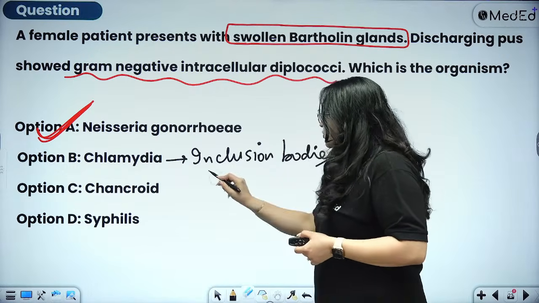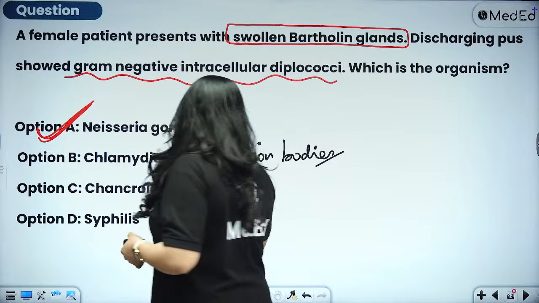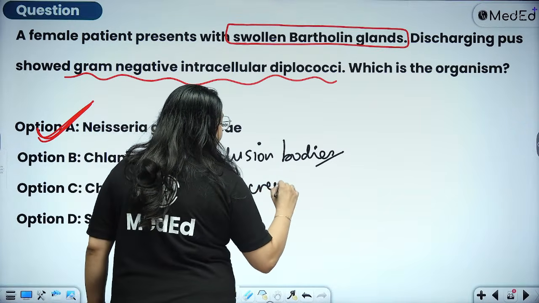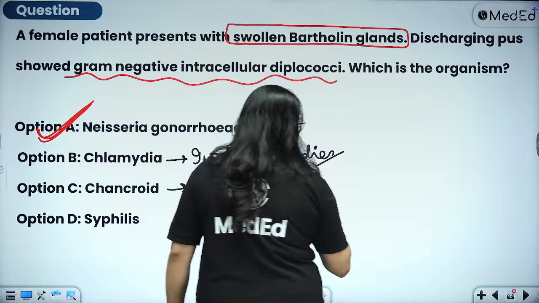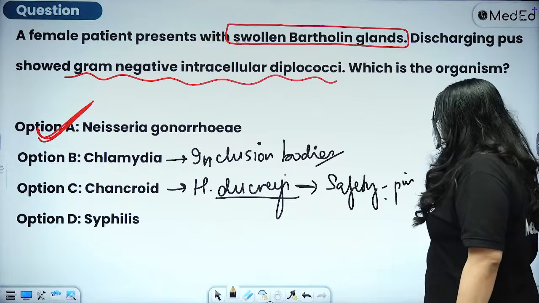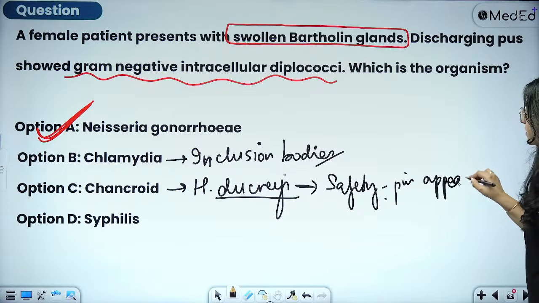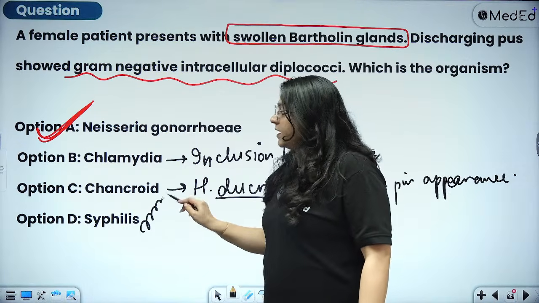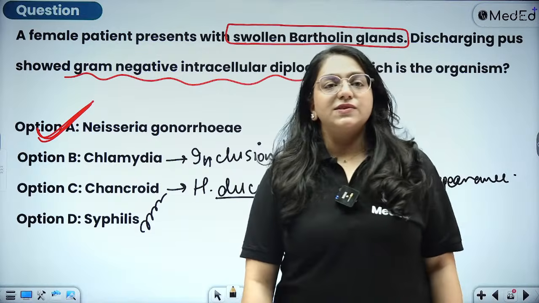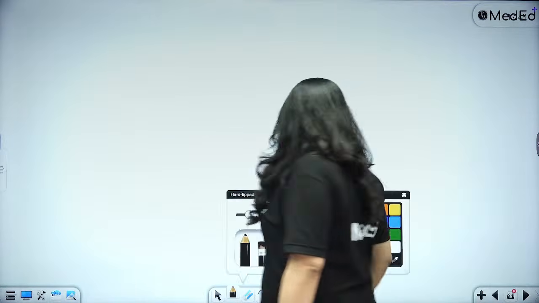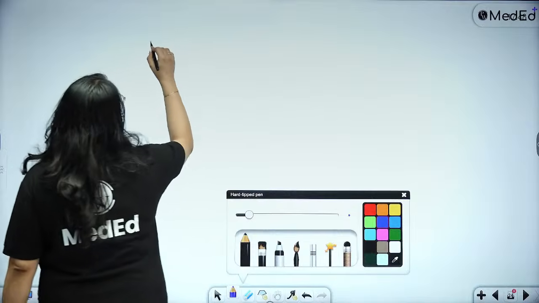Chancroid. Who causes chancroid? Chancroid is caused by H. ducreyi, Haemophilus ducreyi, which shows you what? The safety pin appearance, or bipolar staining. And what about syphilis? Syphilis is a spirochete. It is Treponema pallidum, which is a spirochete. So, can you tell me the safety pin appearances? A very famous mnemonic is there.